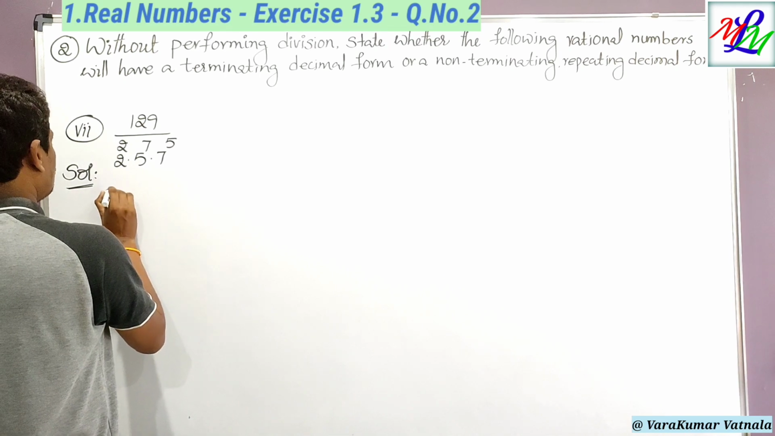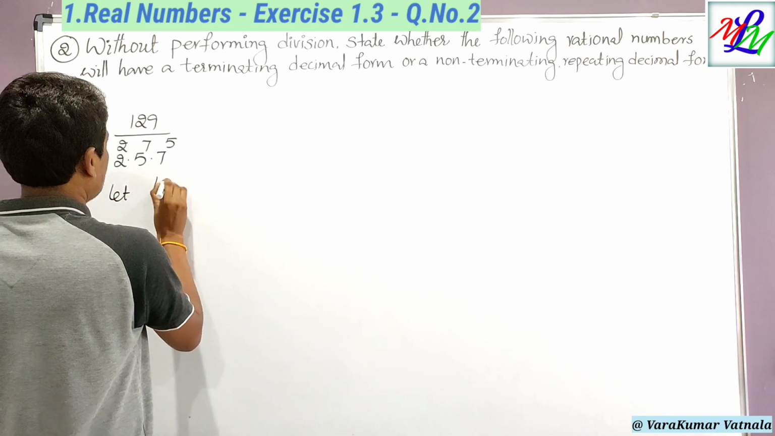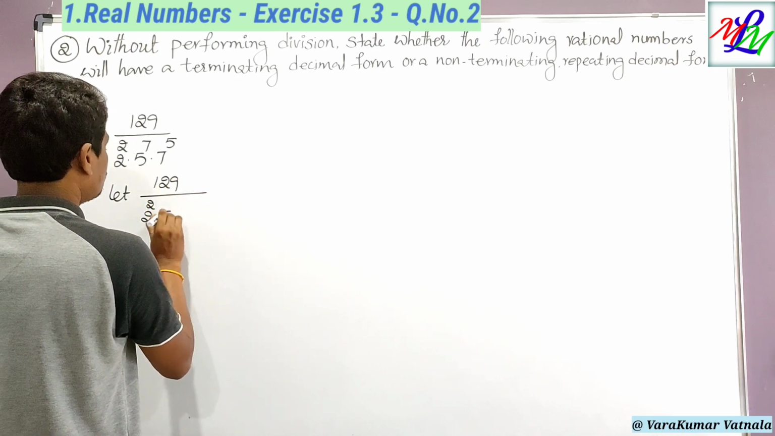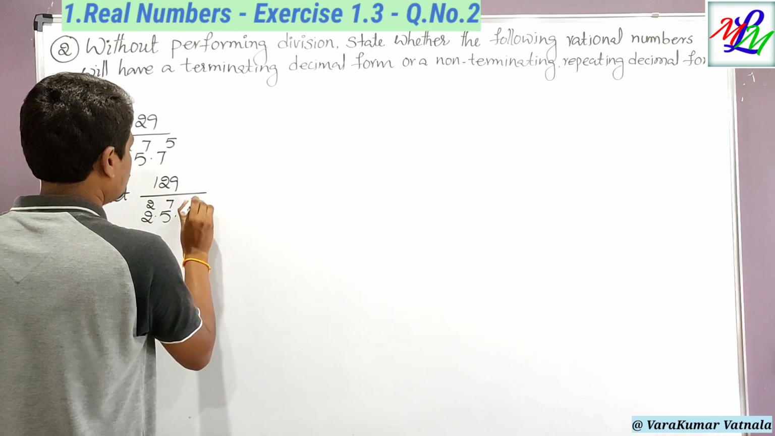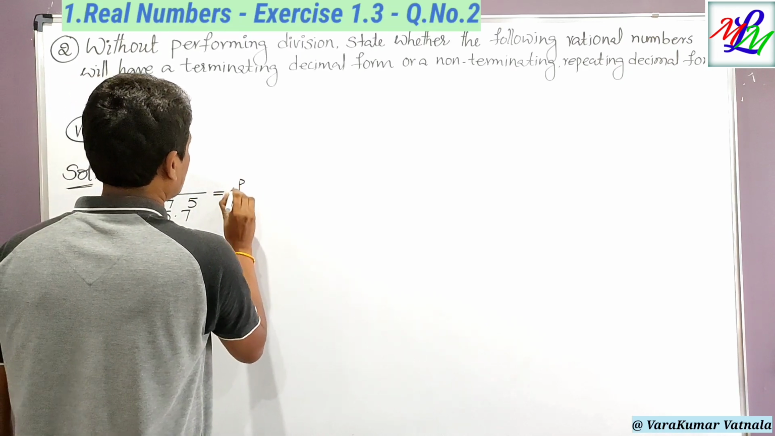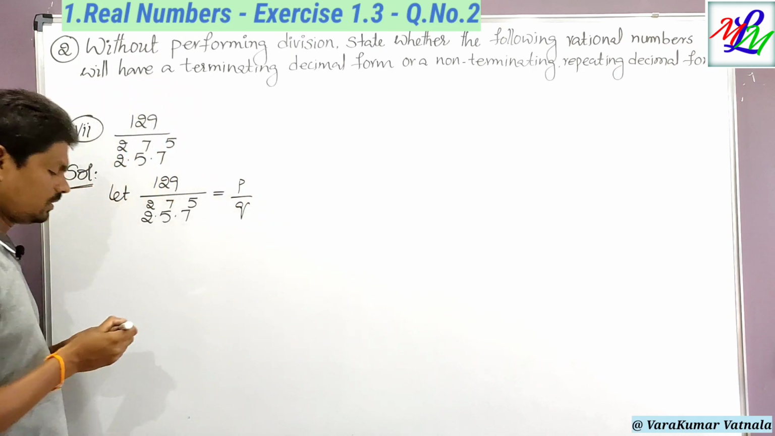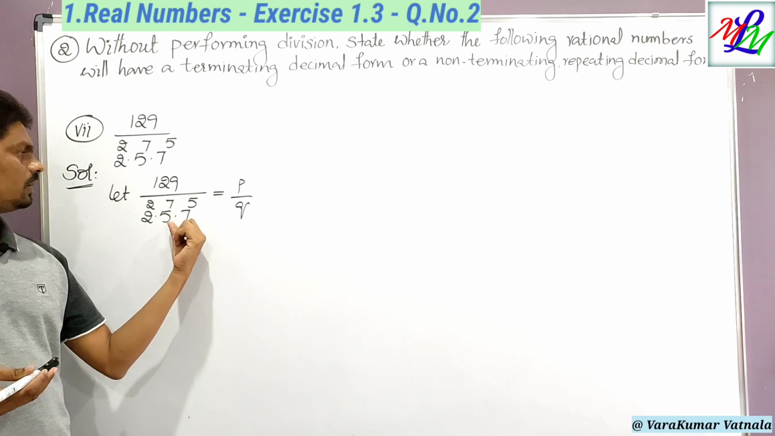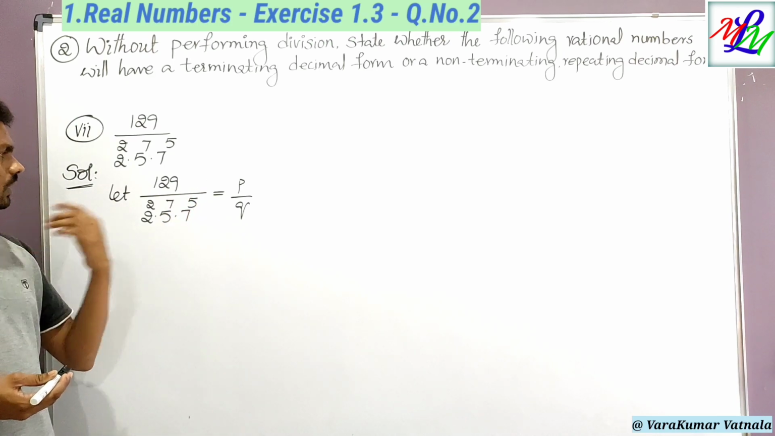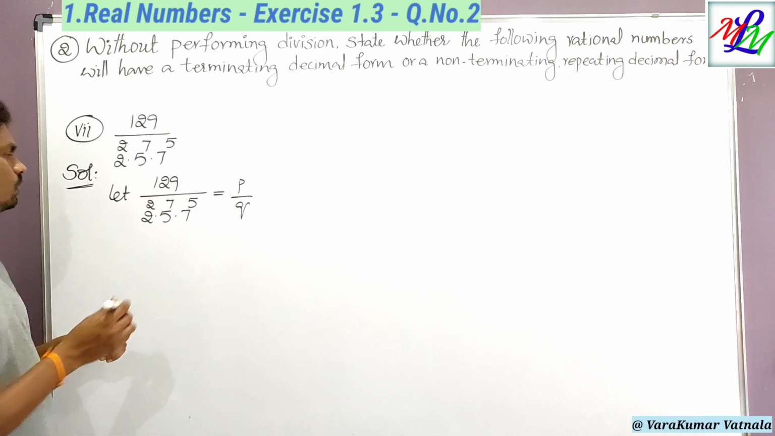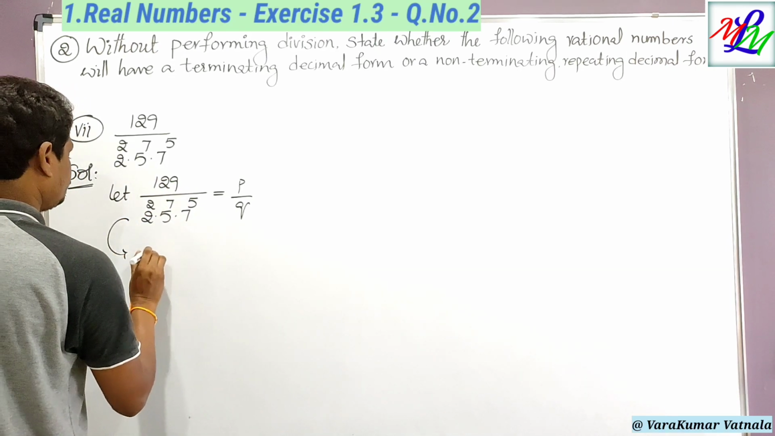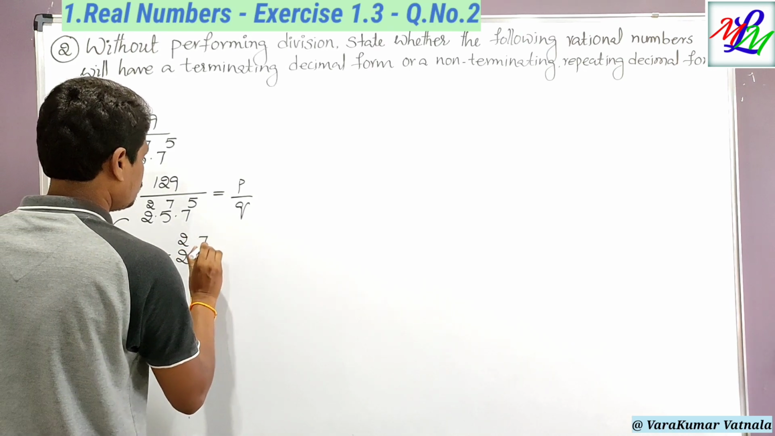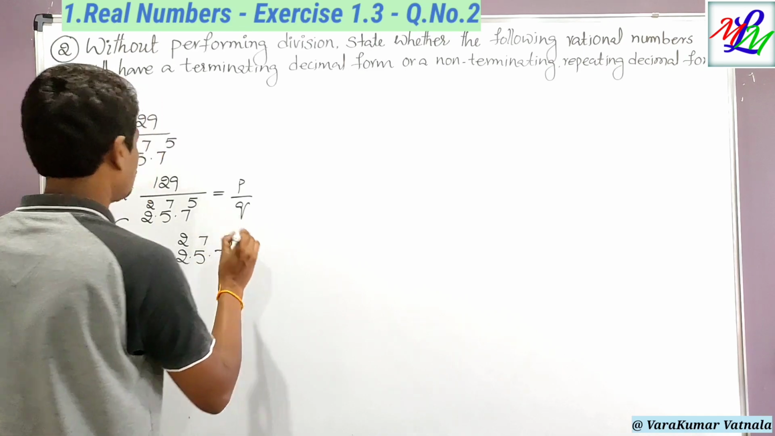So see, student, how can we find solution? Let 129 divided by 2 to the power 2 into 5 to the power 7 into 7 to the power 5 is equal to p by q. So now we have to observe whether there are any common factors for both the numerator and the denominator. Here there are no common factors, so we can write q is equal to 2 to the power 2 into 5 to the power 7 into 7 to the power 5.